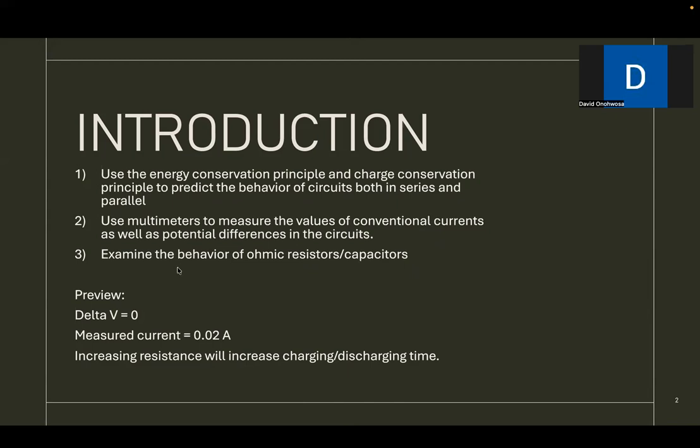So for a quick preview, delta V came out to be 0, and the current came out to be 0.02 amps. Increasing resistance increased the charging and discharging times.